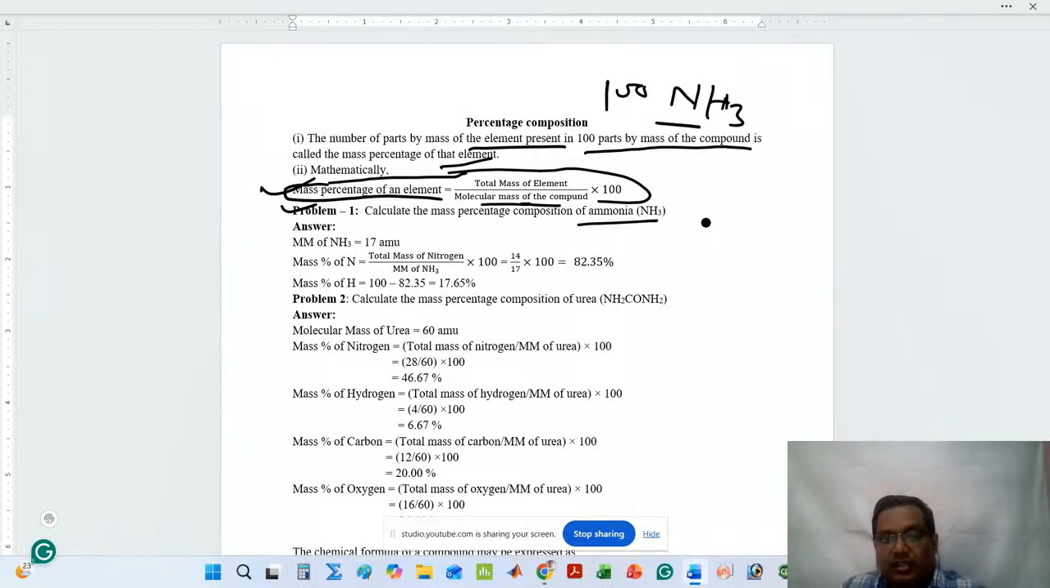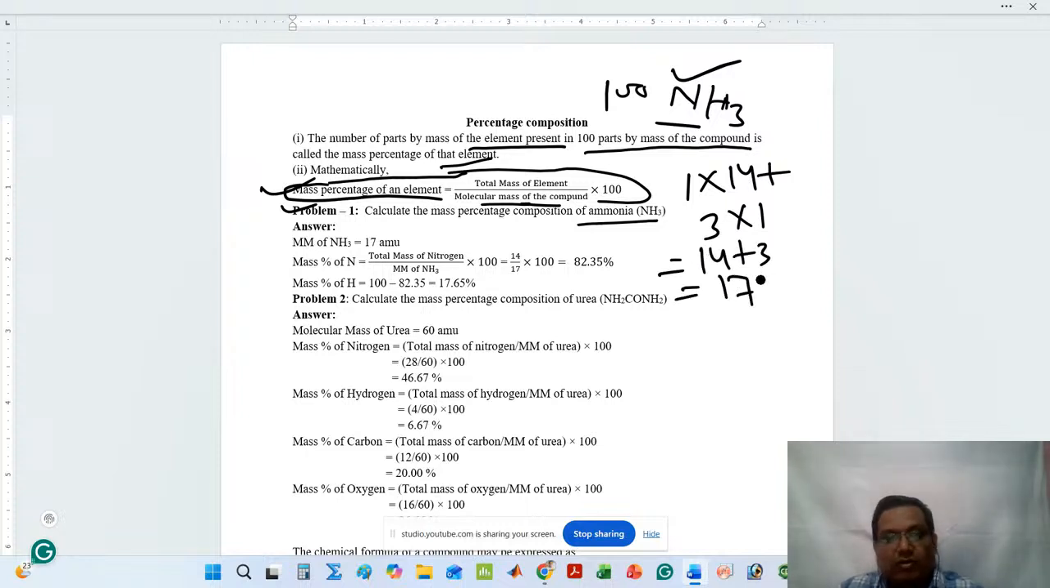Look at that. Here, one nitrogen atom is present. That means I can write 1 into 14. Here, three hydrogen atoms are present. So I can write plus 3 into 1. That means I find 14 plus 3, that is 17. So the molecular mass of ammonia is 17 AMU.